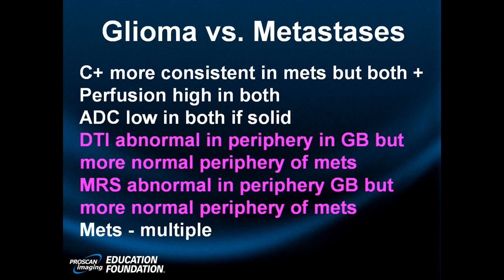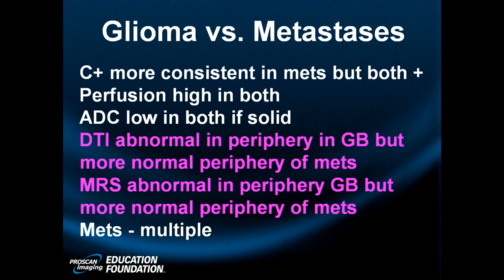What about perfusion? First pass perfusion is high in both, but it's higher in the higher grades of astrocytic tumor, namely GBM. What about the ADC map of diffusion? It is low in both, but the more solid the lesion, the lower it's going to be. So if you have renal cell carcinoma with signet ring cells and lots of cytoplasm, it is not going to have a low ADC value. You have a medulla, it'll have a high ADC value.